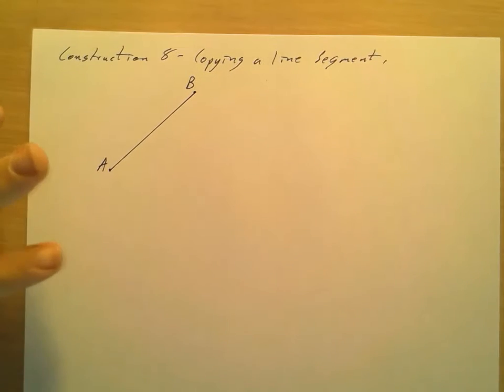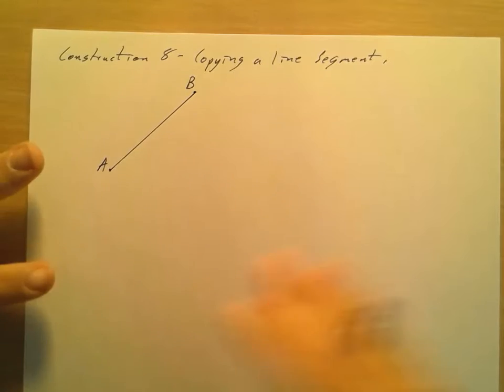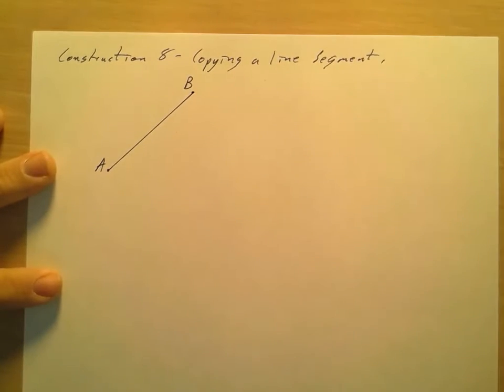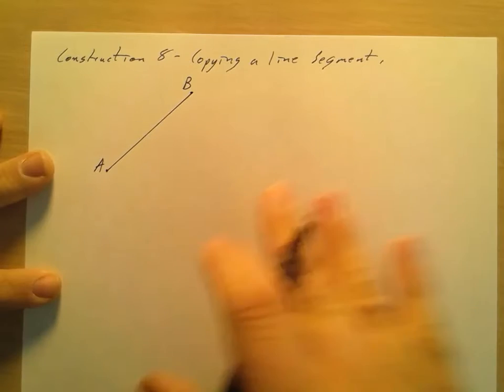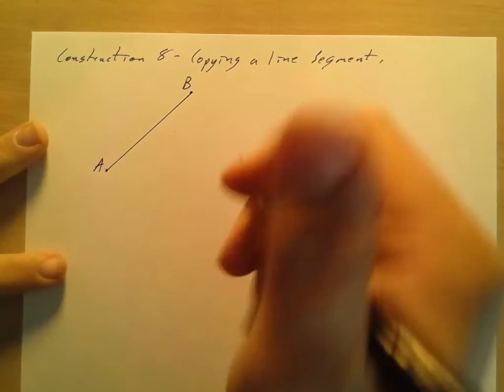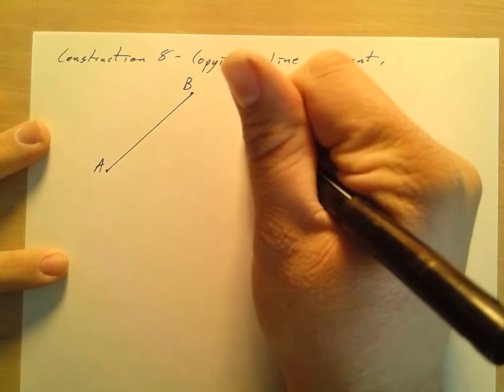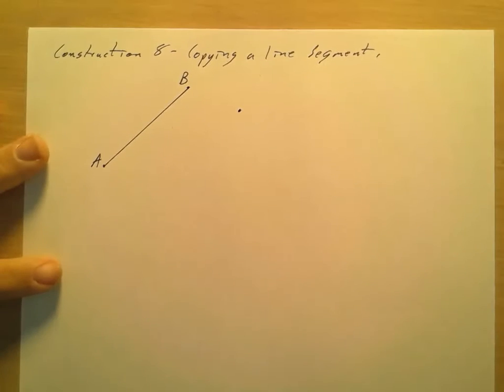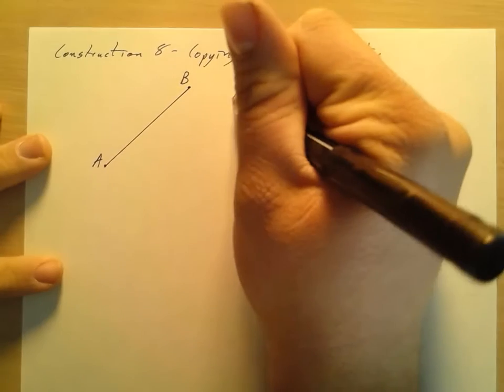And what we want to do is create a new segment over here, or it can be anywhere really, but we're just going to intentionally place it here, that is the same length or congruent to segment AB. So to do that, we first have to create a starting point. And I'm just going to create that and call it A prime.